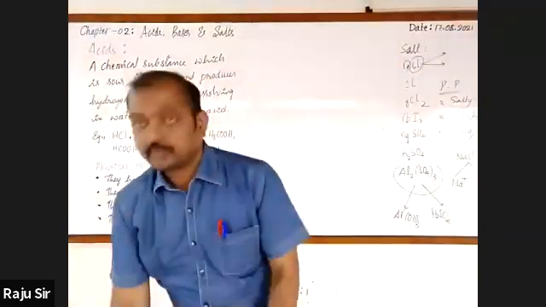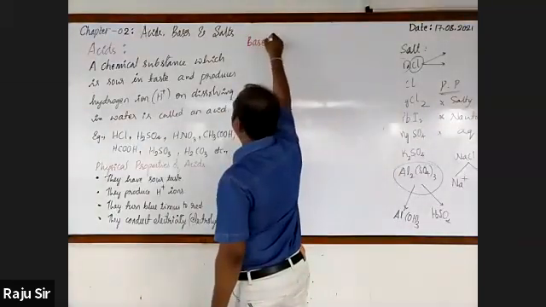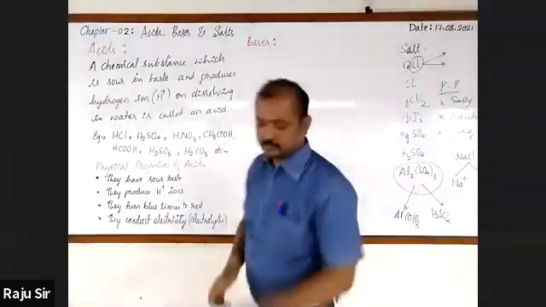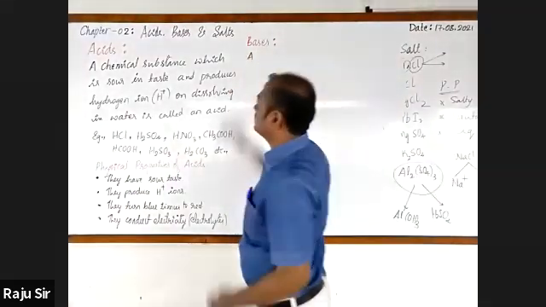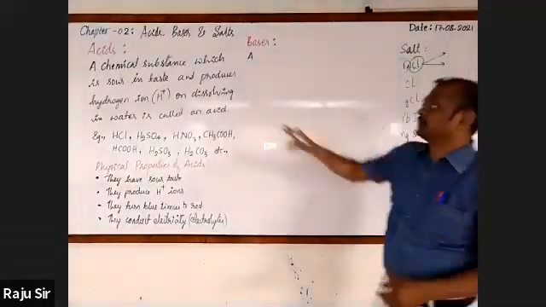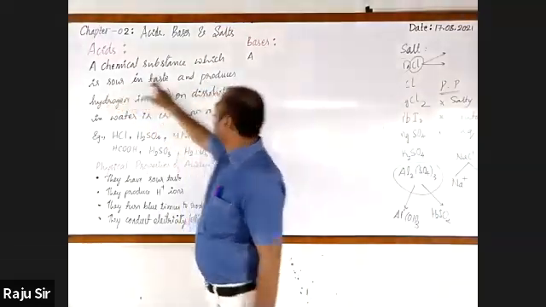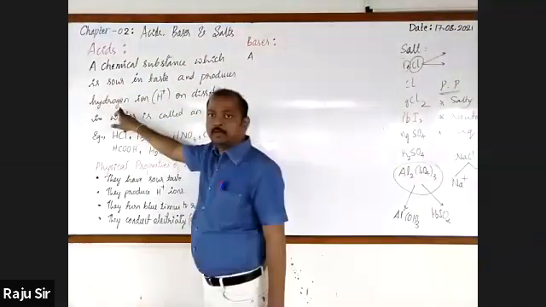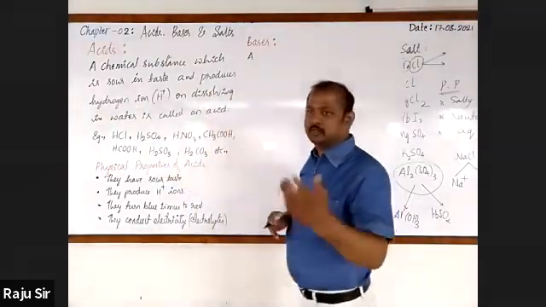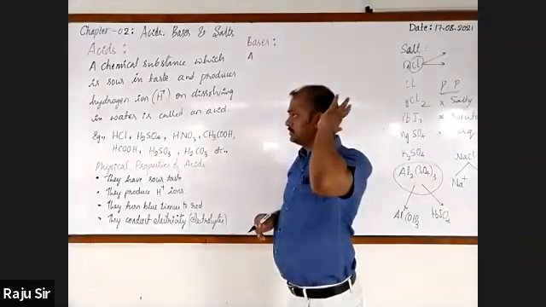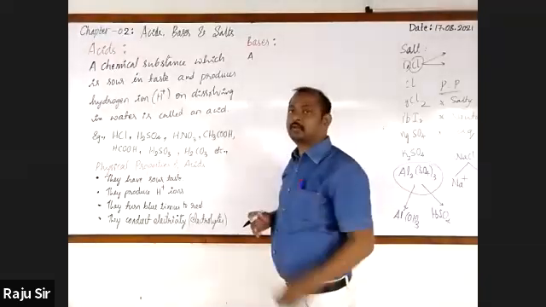Next, write about bases. Definition. Almost it is the same, except for a few words. A chemical substance which is bitter in taste and produces hydroxide ions, OH minus, when dissolved in water is called a base. Please go on writing, recalling the definition.